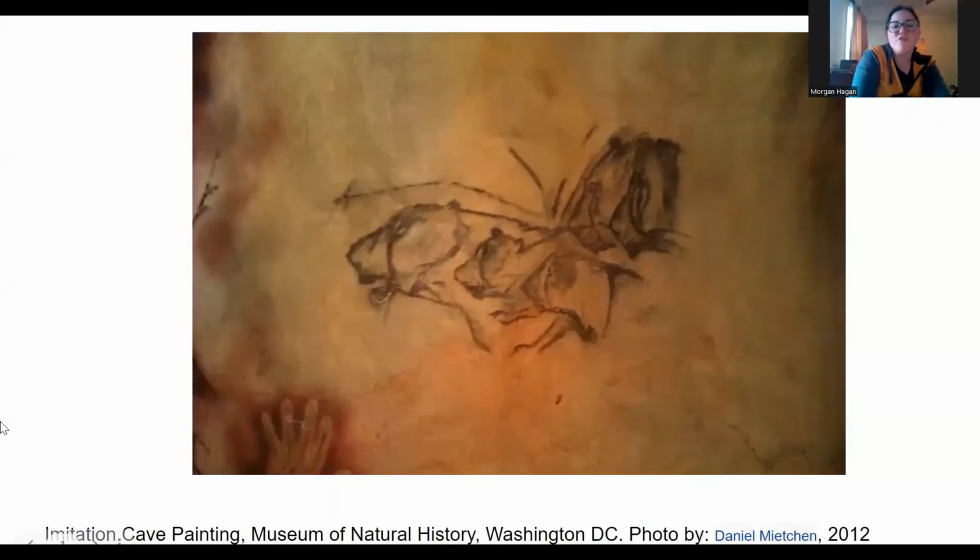From our very first forms of artwork, people have been obsessed with animals. We see them in pretty much every form of cave painting that was performed by ancient humans. This example happens to be an imitation cave painting, which means that it's not a real cave painting, but it is based on them. This is an example from the Museum of Natural History in Washington, D.C.